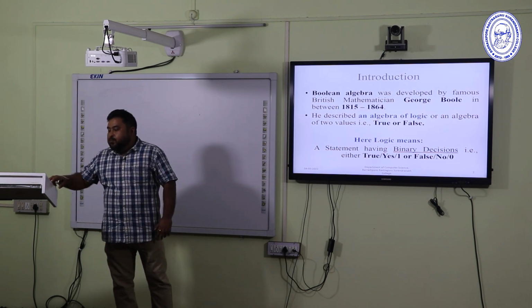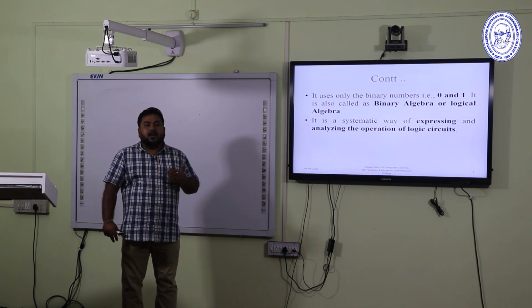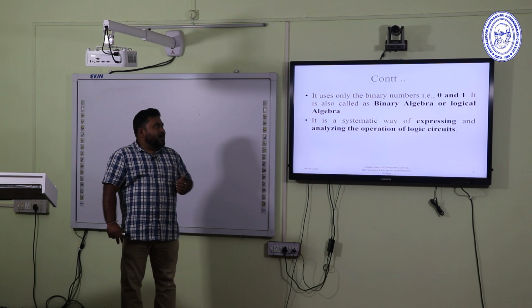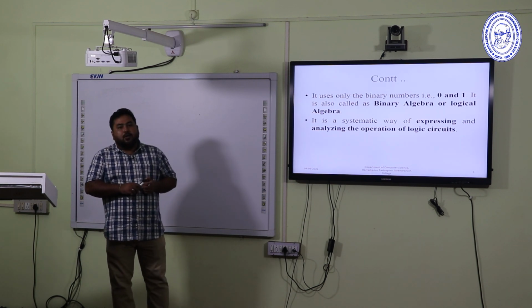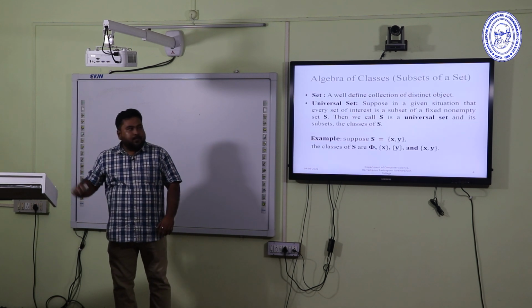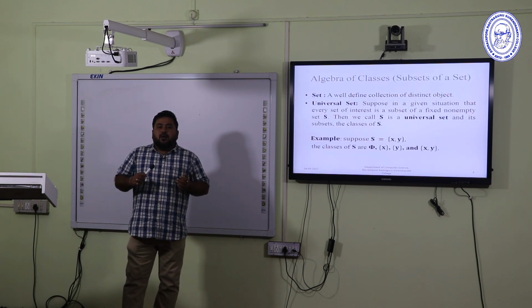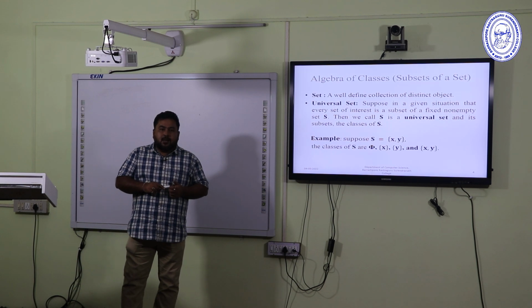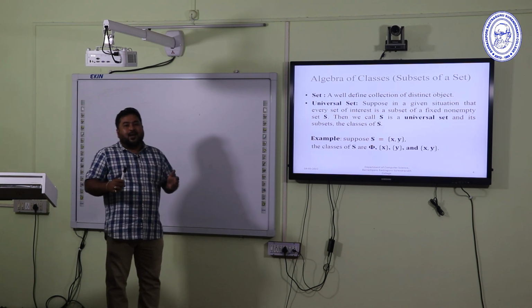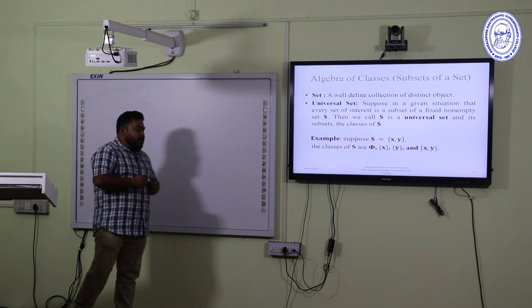So Boolean algebra deals with basically two binary forms, that is 0 and 1. And it is a systematic way of expressing and analyzing the operation of logic circuits. First of all, if we would like to explain the concept of Boolean algebra, we first have to know about the concept of set. So what is a set? A set is a well-defined collection of distinct objects, and we can represent a set via a Venn diagram.